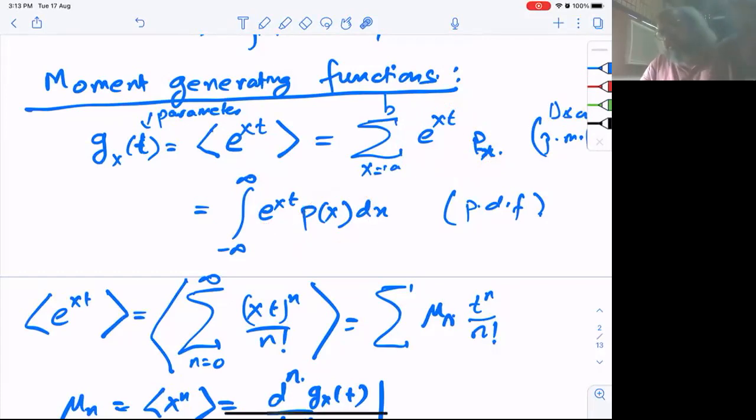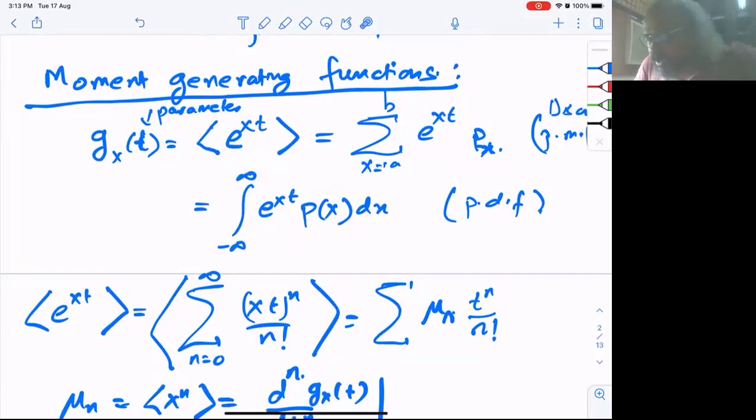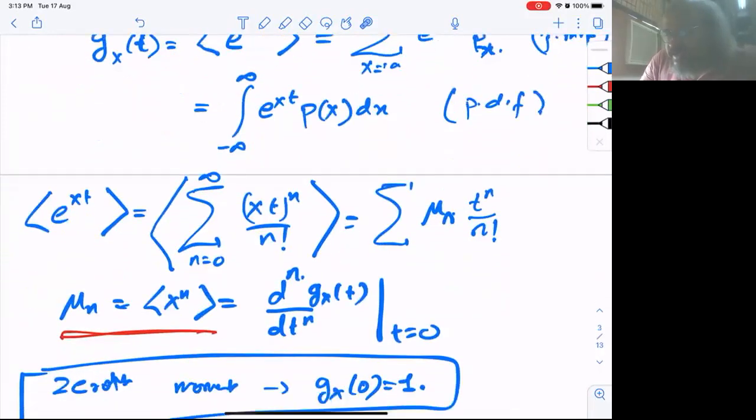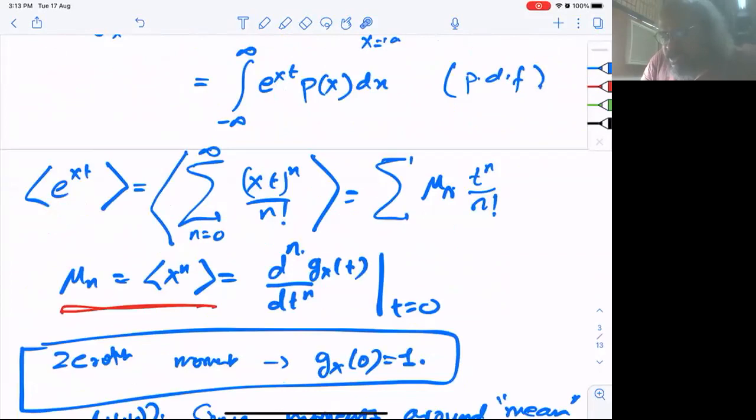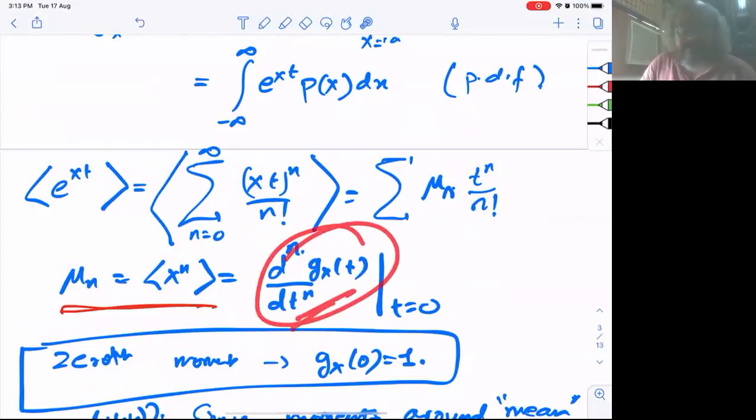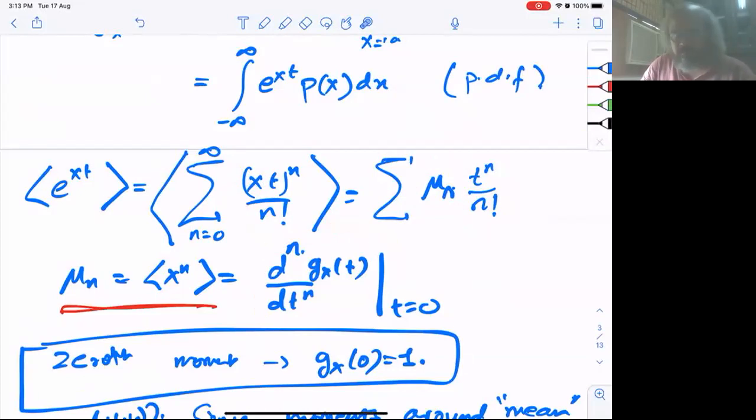This is a very useful quantity, the moment generating function, because the expansion of the exponential e^{tx} gives you x to the power n. The average only acts on the random variable; nothing else is random here. t is a parameter, n is an index. So the average acts on x, and this just becomes the moment. It is a very nice property of the exponential that if you take the nth derivative, you basically get the nth moment.